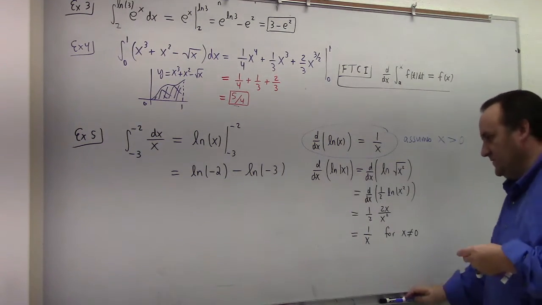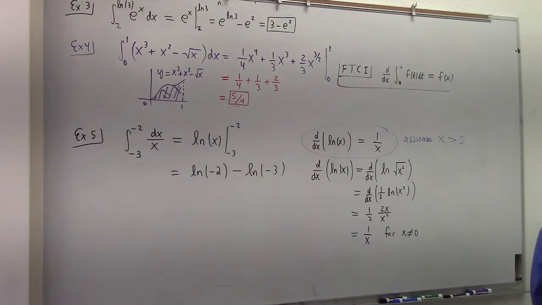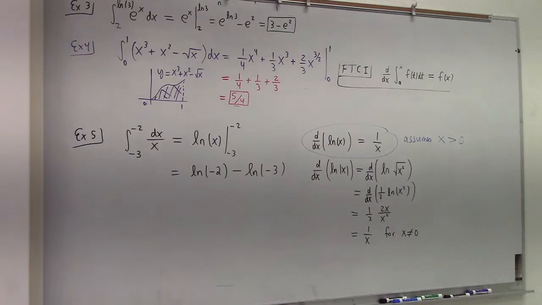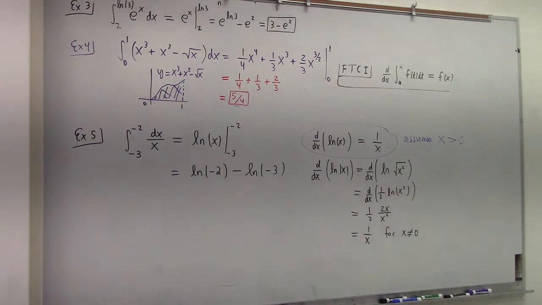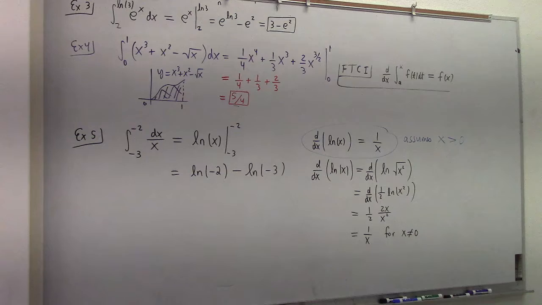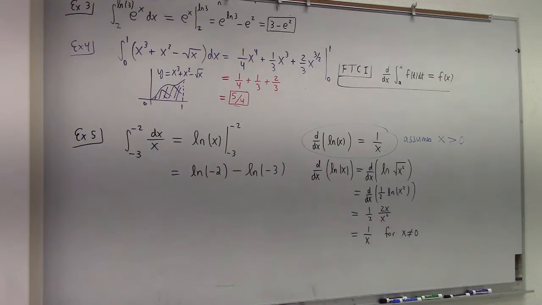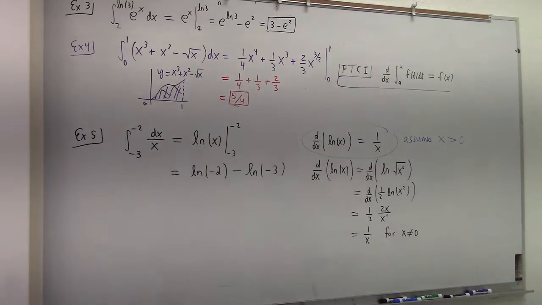But I told you guys that we add a constant because we want the most general antiderivative. Well, that's part of the story. The other part of the story, which is more subtle, is sometimes to be most general, we want to put absolute values in our answer to reflect the fact that when it's negative, we need those absolute values.